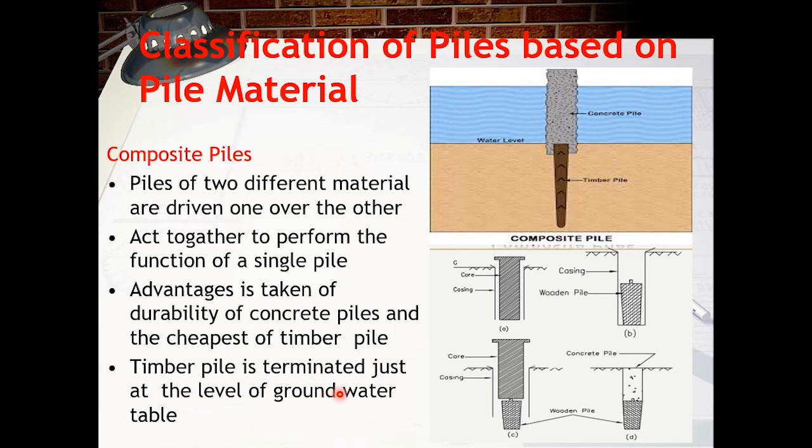Timber piles is terminated just at the level of the groundwater table. Jadi bila ada exposure pada groundwater table, kita akan stop timber piles dekat that level so that concrete piles yang kita sambungkan pada timber piles ni, sebab timber piles dia lebih senang rot bila ada exposure to the water.